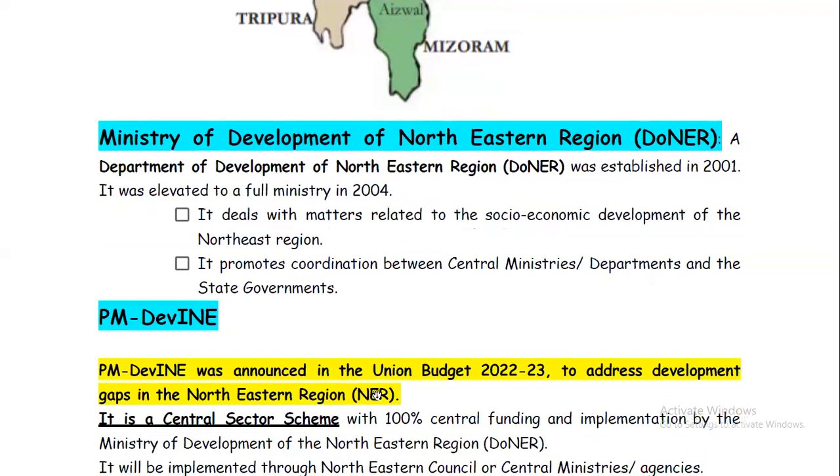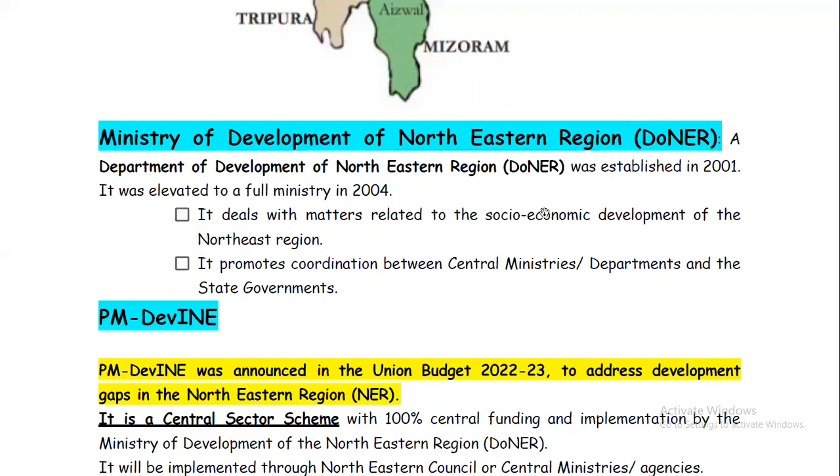Now, what are its functions? It deals with the matters related to the socio-economic development of the Northeastern region. You see, we are not just referring to economic development. We are using the term socio-economic development, right? I hope you know what socio-economic development means, because we cannot only look into the economic development. What I was saying is that we just cannot look into economic development only.